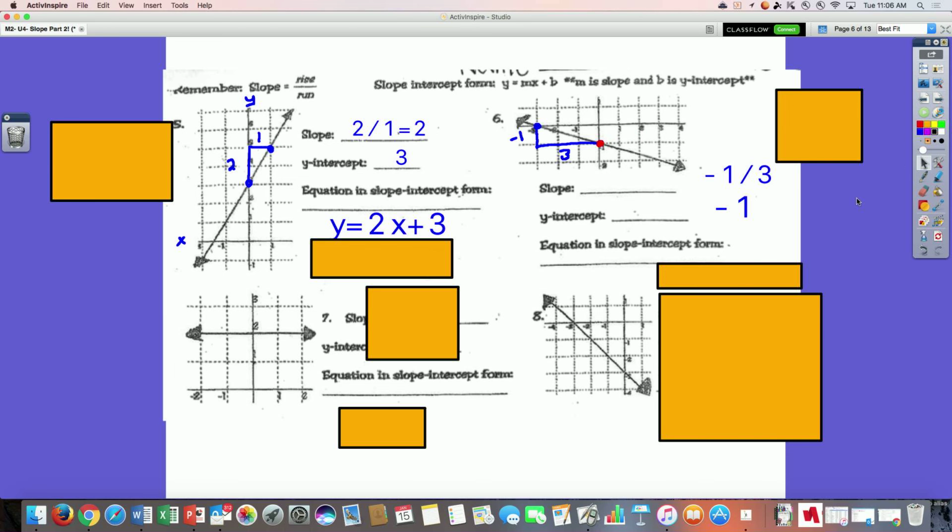So I plug my numbers in. Y equals -1/3 x, the slope, plus b, which is -1. Remember that plus b part can be negative. Y equals -1/3 x minus 1.